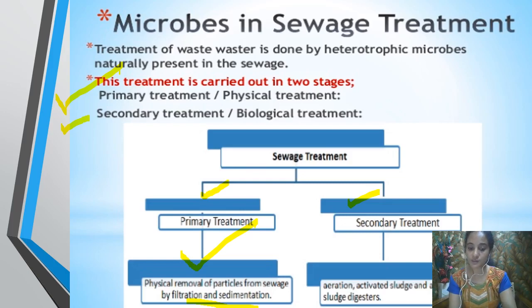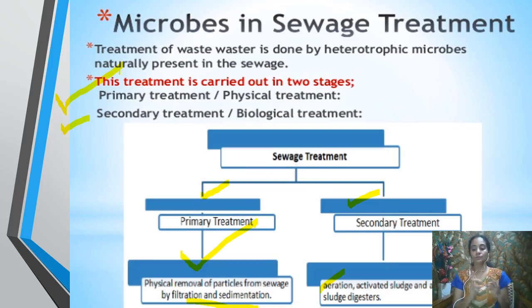And what about the secondary treatment? We will go into detail. They are using microorganisms, like aeration tanks and non-aeration tanks. In aeration tanks, we use aerobic microorganisms, and in the non-aeration tanks, we use anaerobic microorganisms. So this is an overall view of how we are doing the sewage treatment.